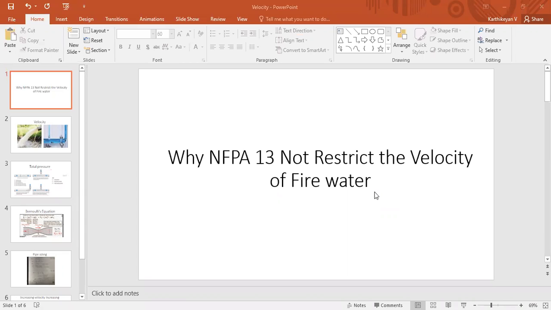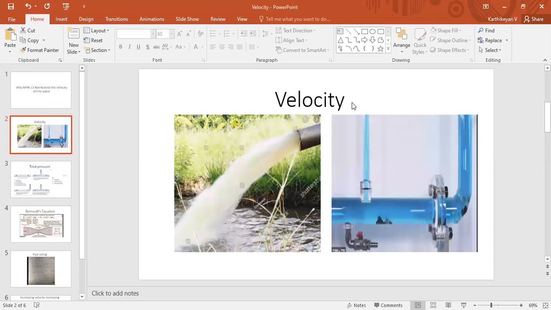Prior to finding the answer, as usual, we need to understand some technical information related to this topic. So the first one is velocity. Velocity is nothing but the displacement of fluid over time. Usually it is expressed as meter per second.